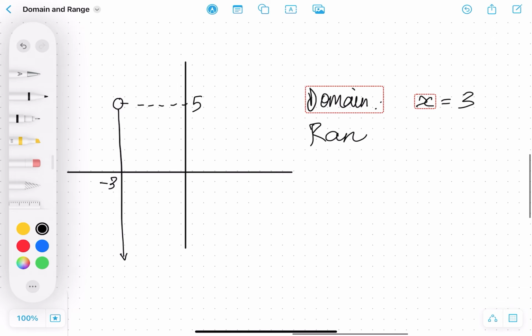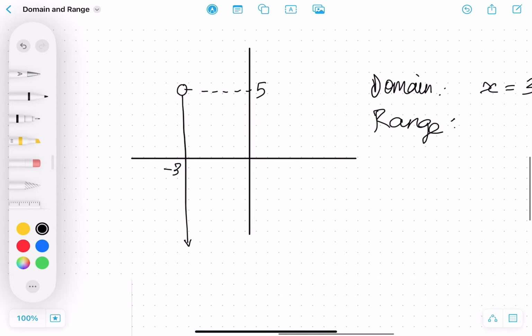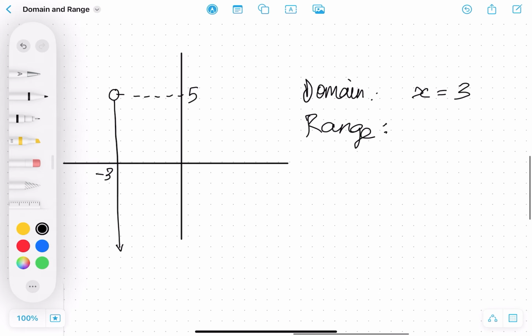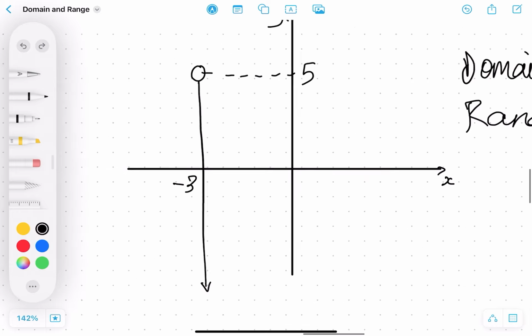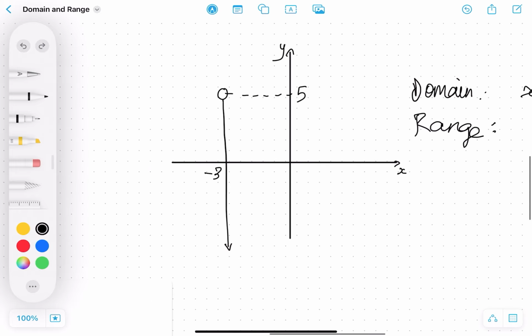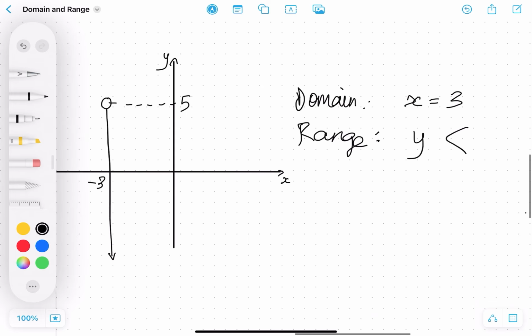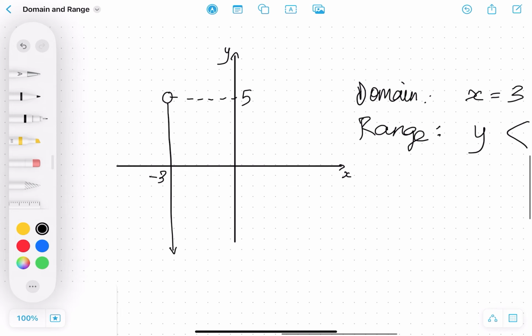And now if we look at the range, it may be tempting to say that the range is y is less than or equal to 5. However, we have this unfilled circle. And if you remember from your work on inequalities and number lines, an unfilled circle means that the value is not included. So therefore, instead of the range being y is less than or equal to 5, it's actually y is just less than 5. So it's y is less than 5. So y can be, as you can see, the graph spans any y value less than 5.